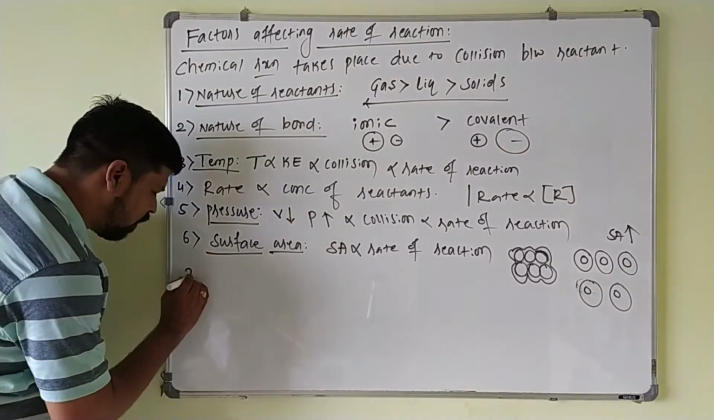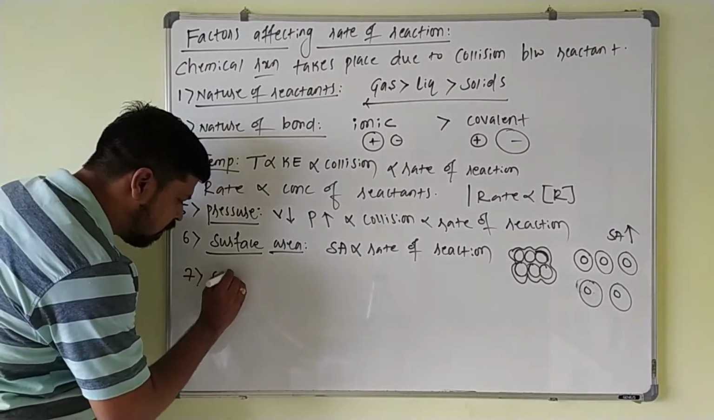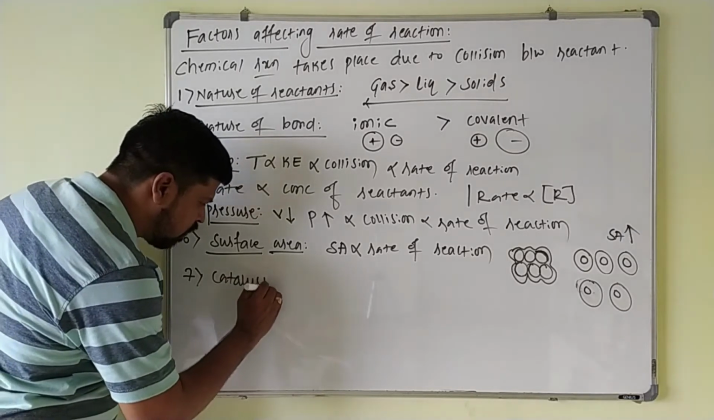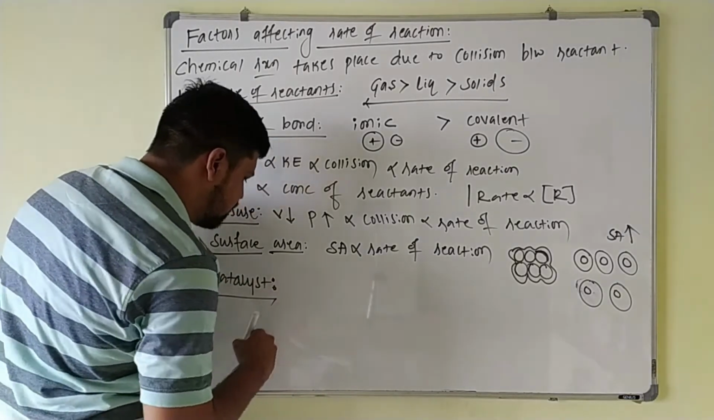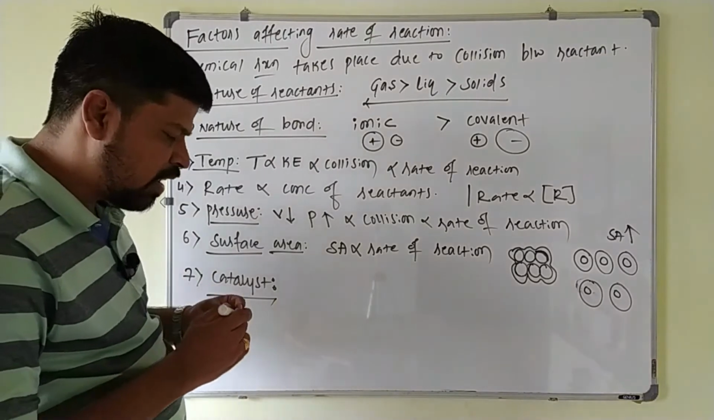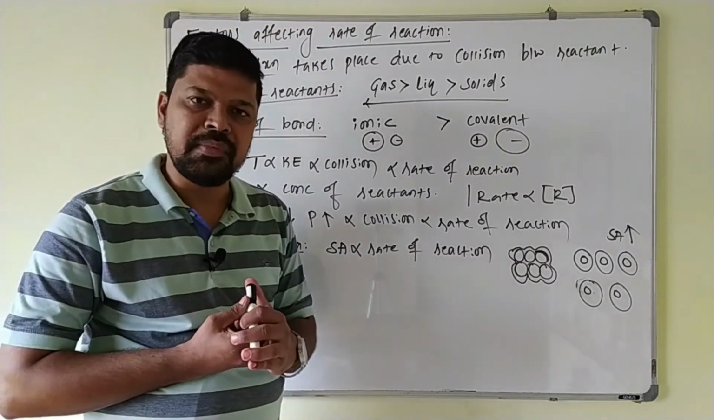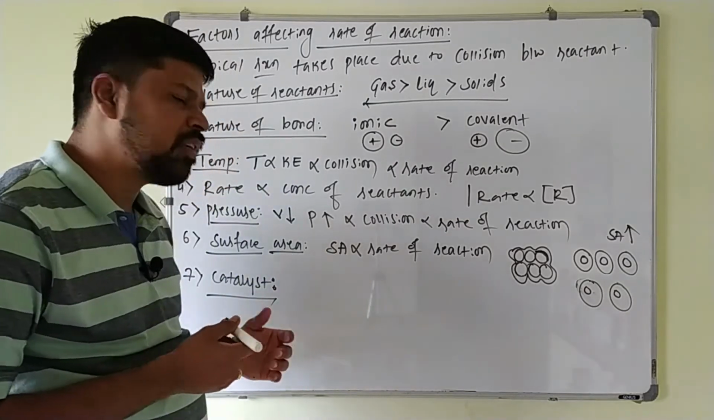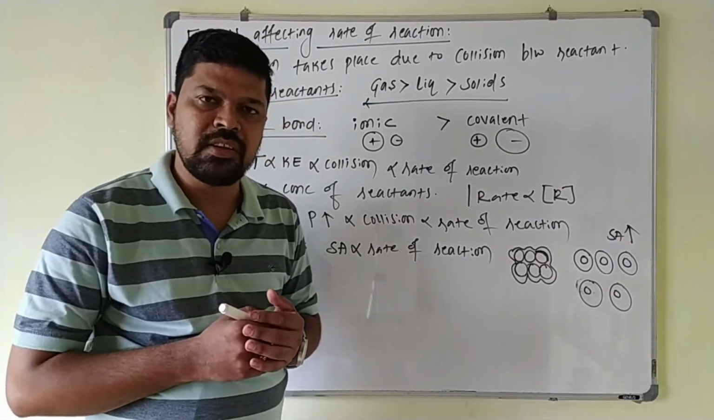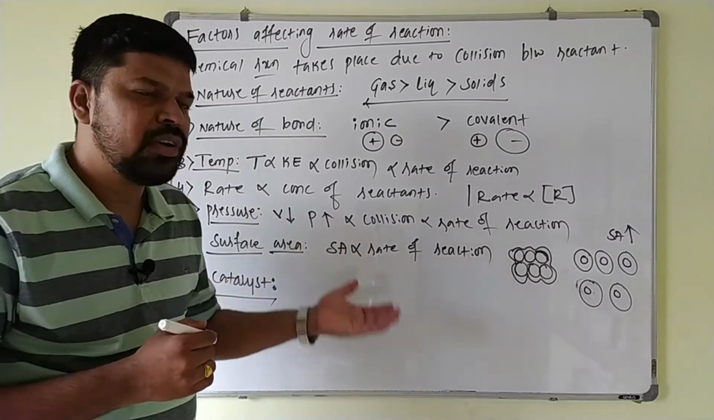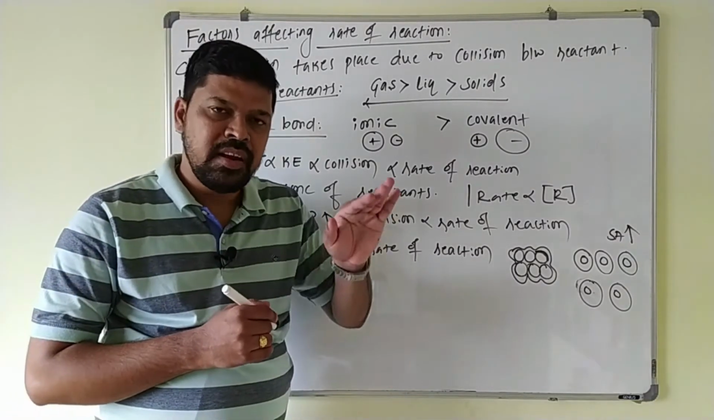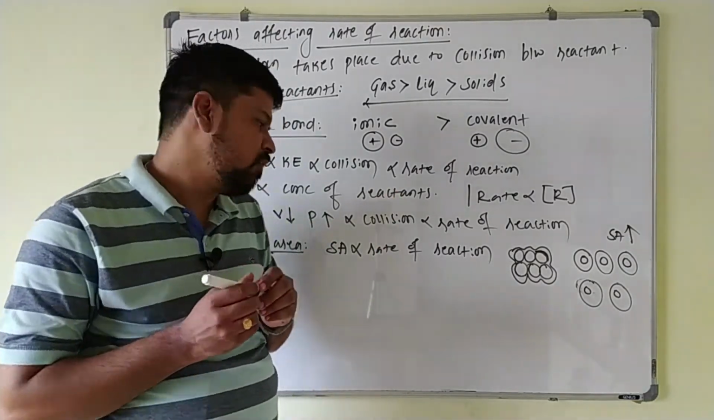Next one is very, very important, that is the effect of catalyst. What is a catalyst? Already we know that a catalyst alters the rate of the reaction without itself taking part in the chemical reaction. There are two types of catalyst. One is the positive catalyst, and another is the negative catalyst. A positive catalyst increases the rate of reaction, a negative catalyst decreases the rate of reaction.